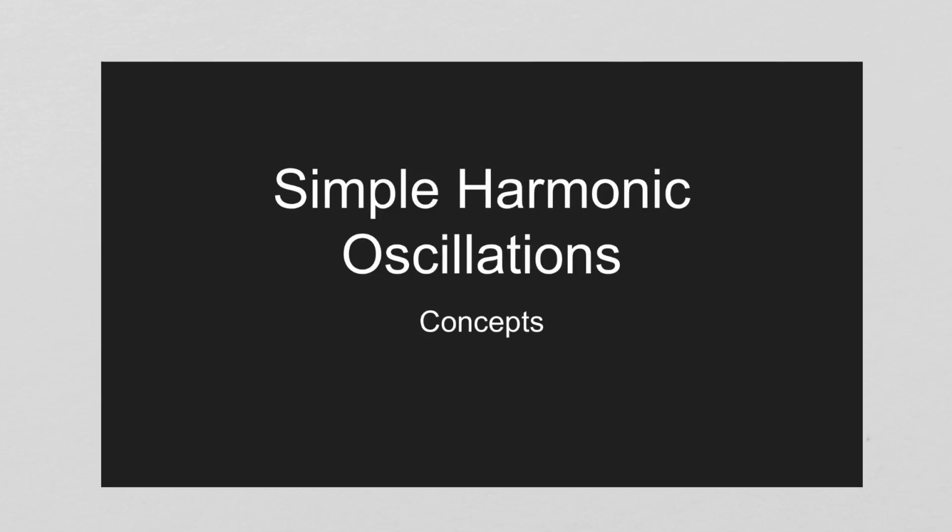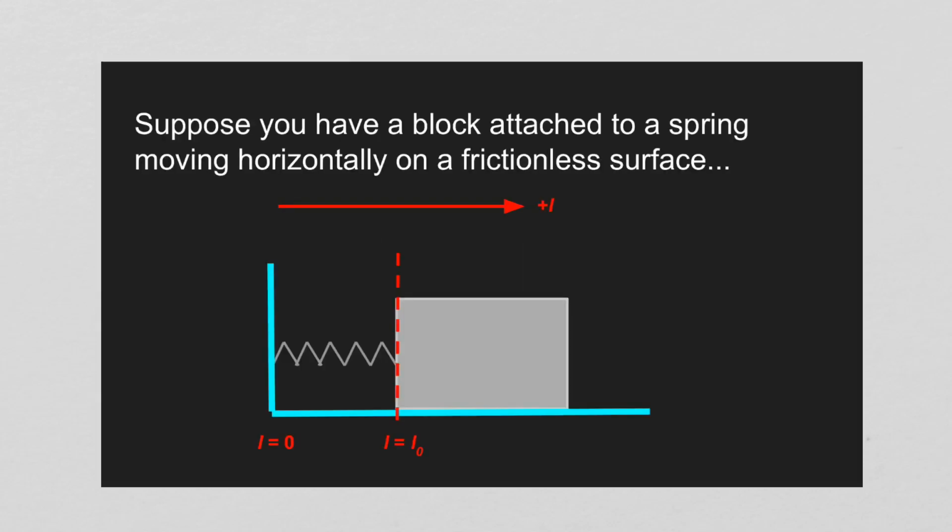And now we're going to look at something that's sure to put a little spring in your step, simple harmonic oscillations. I broke this video into two parts because there's a lot of concepts to cover. So suppose you've got a block, it's going back and forth, it's attached to a spring. We'll define this as the plus L axis, you can use X, doesn't matter. L0 is your equilibrium, that's just where it starts, and I'm going to label this as L equals 0.